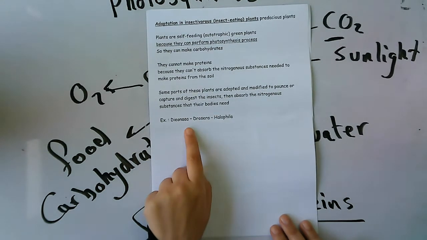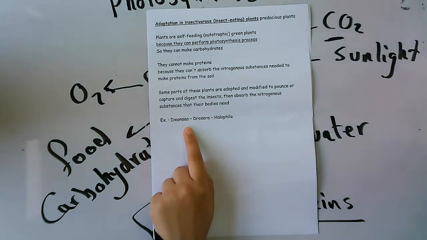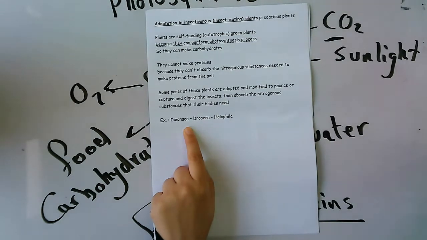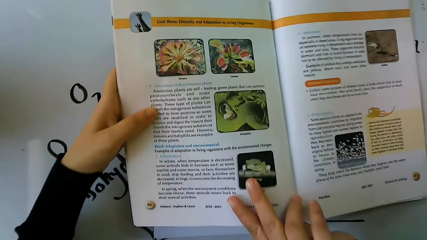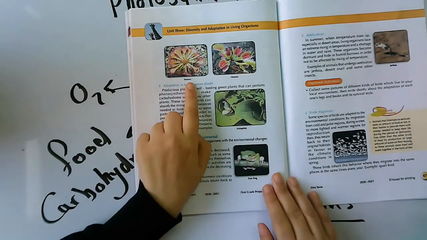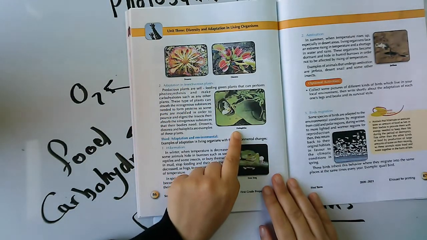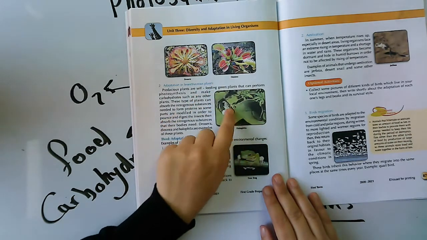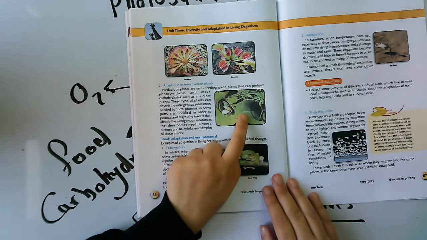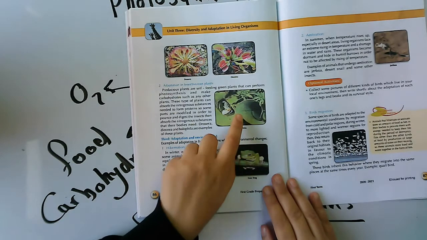For example, Dionaea, Drosera, and Halophila. We can see their pictures in our book: Drosera, Dionaea, and Halophila. And this kind of adaptation is called structural adaptation because the structure of the leaves is modified into a different structure which helps them to catch the insects.